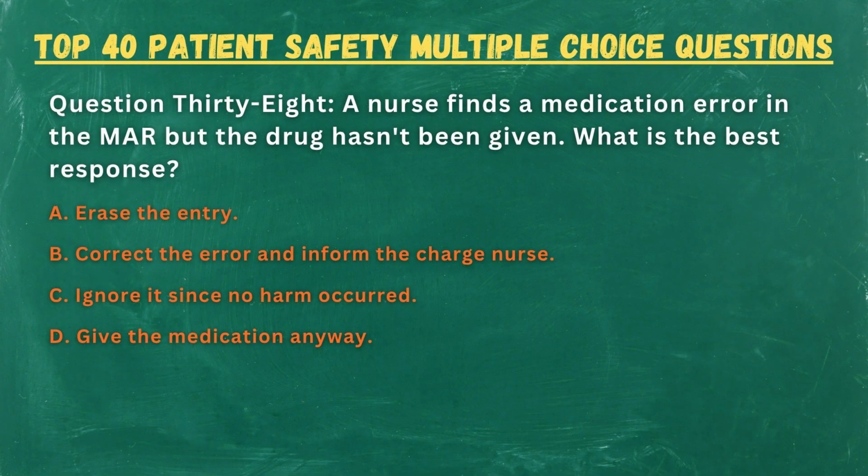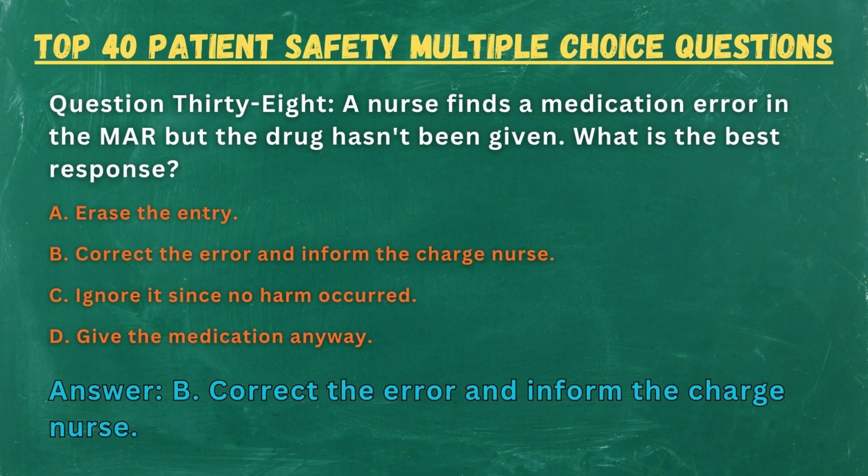Question 38. A nurse finds a medication error in the MAR, but the drug hasn't been given. What is the best response? A. Erase the entry. B. Correct the error and inform the charge nurse. C. Ignore it since no harm occurred. D. Give the medication anyway. Answer: B. Correct the error and inform the charge nurse.